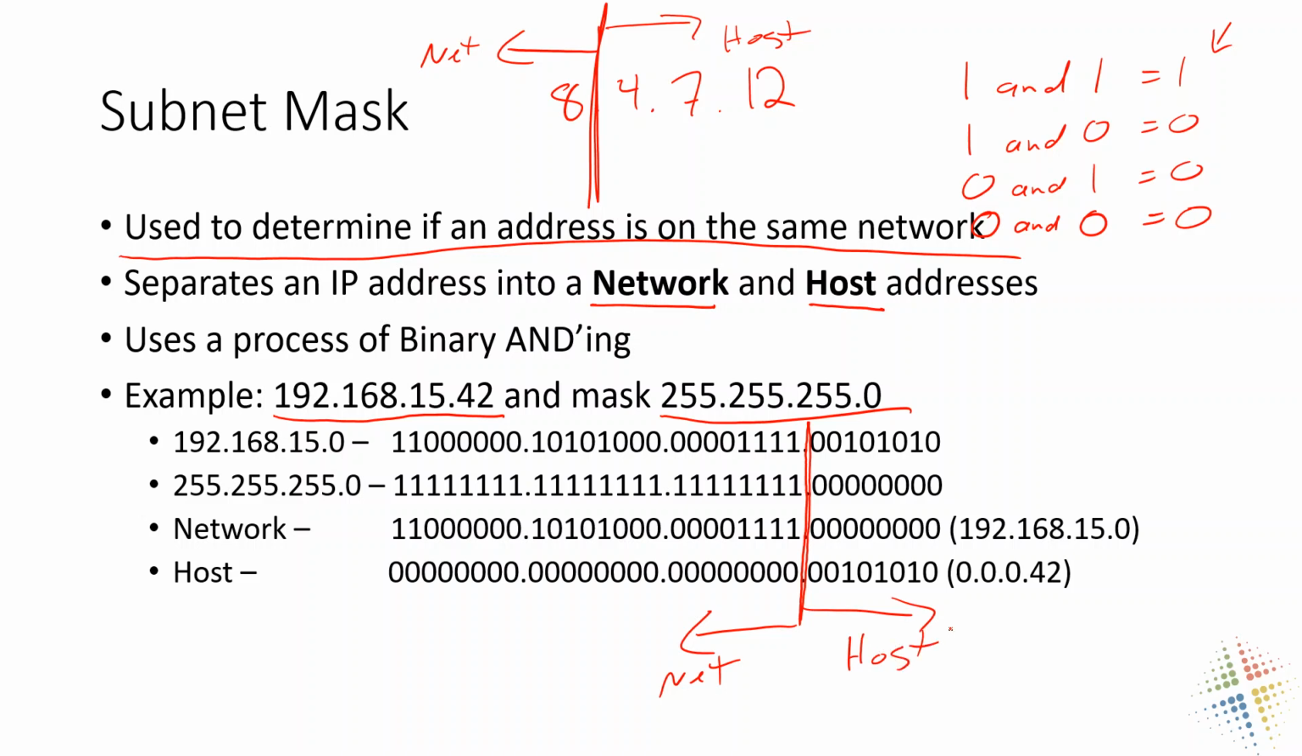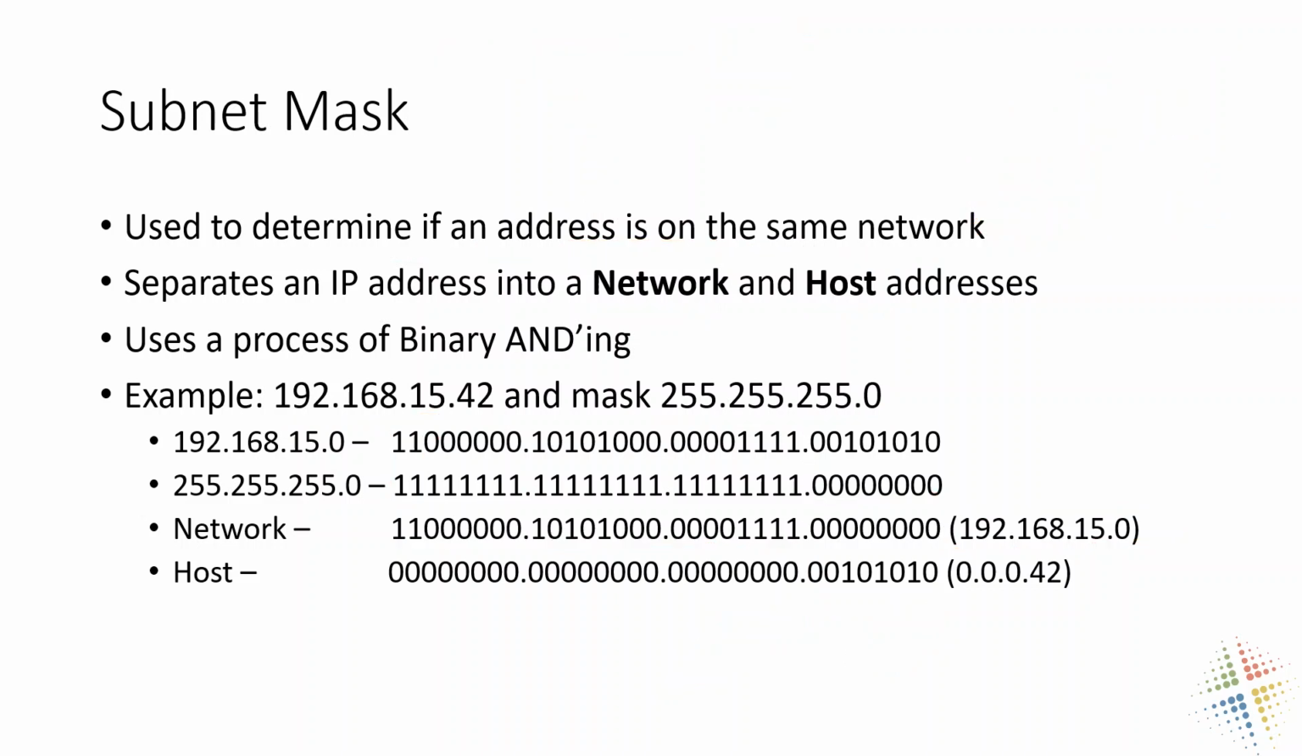So by doing this binary ANDing, 1 and 1 equals 1, 1 and 1 equals 1, 0 and 1 equals 0, and so on and so on. And so we come out with this network address right here, which just happens to be 192.168.15.0. The reason for the 0 is because this right here is all zeros. 0 and anything is 0. So when we've converted everything over, it all works out in this way. So again, let's take that back one more time. We take this address and we convert it into binary.